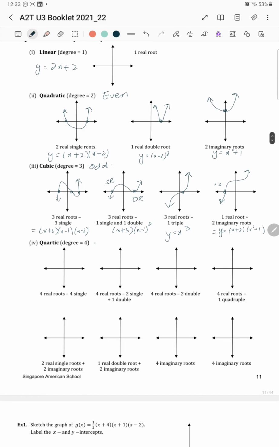Quartic means again even degree. Four real roots, 1, 2, 3, 4. Four real, two single and one double, like this. Two double, four real roots, one quartic.